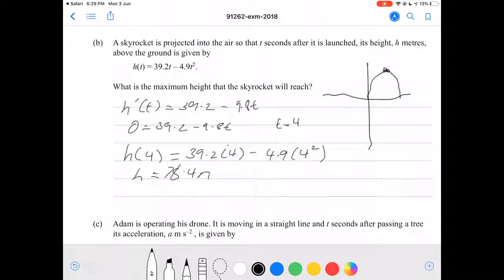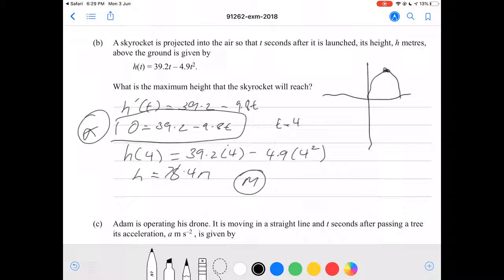78.4 meters. Getting all the way to 78.4 meters and t equals 4, that will give you a merit grade. In terms of getting it achieved, you're getting the derivative and making it equal to 0. So getting it up to here, that's an achieved grade.